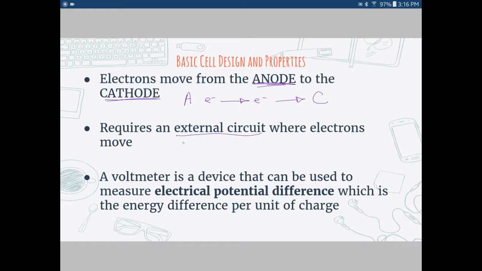Okay, this requires an external circuit. An external circuit in this case will most likely just be some sort of conductive wire, usually a copper wire of some kind. A voltmeter is a device that can be used to measure the electrical potential difference, which is the energy difference per unit of charge. So essentially, electrical potential difference is just our voltage. So we have a voltmeter to test the voltage, and the voltage is the difference between our two cells that we're looking at, which we'll get into as we go through.